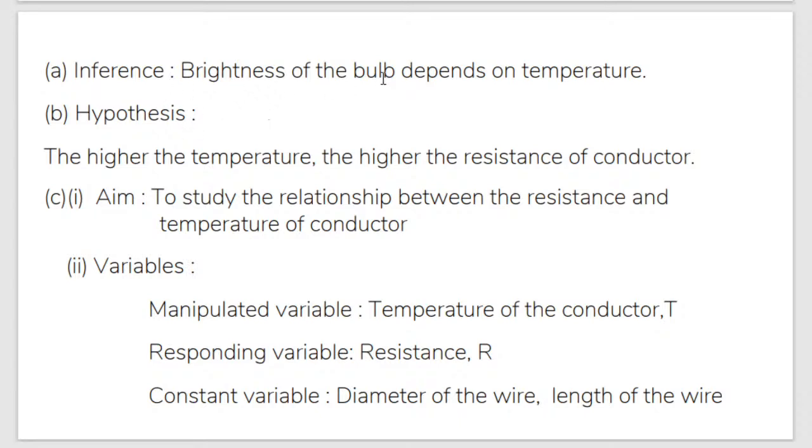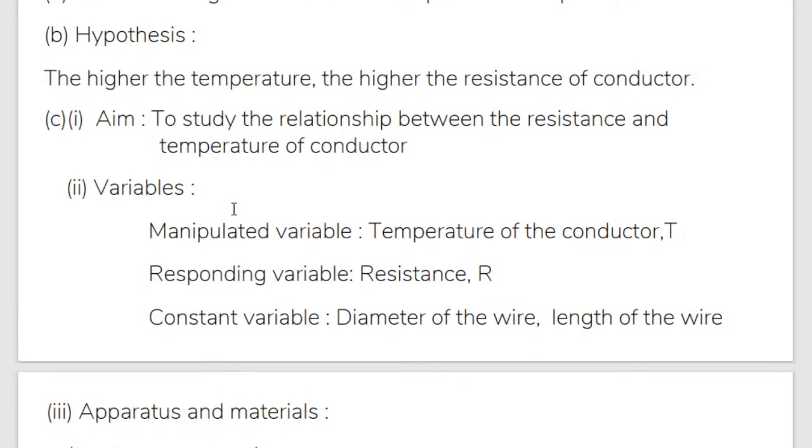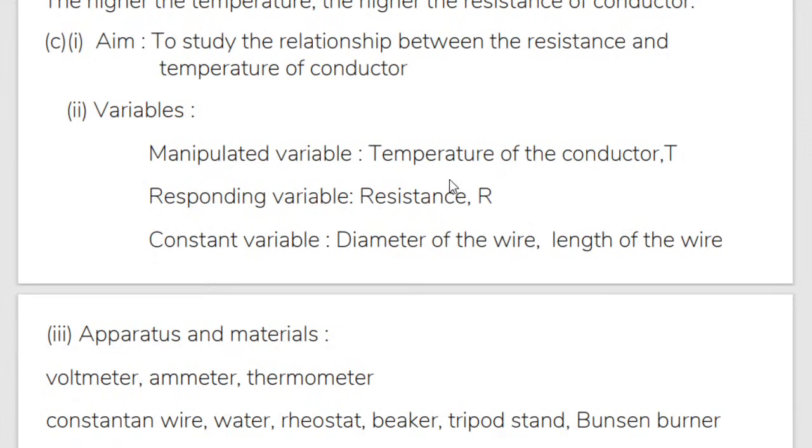Inference: the brightness of the bulb depends on the temperature. The resistance of the conductor depends on the temperature. Hypothesis: the higher the temperature, the higher the resistance. No more brightness, okay, don't write about brightness here. Then the aim: to study the relationship between resistance and temperature of the conductor. Same, right? Now it's easy already, right?